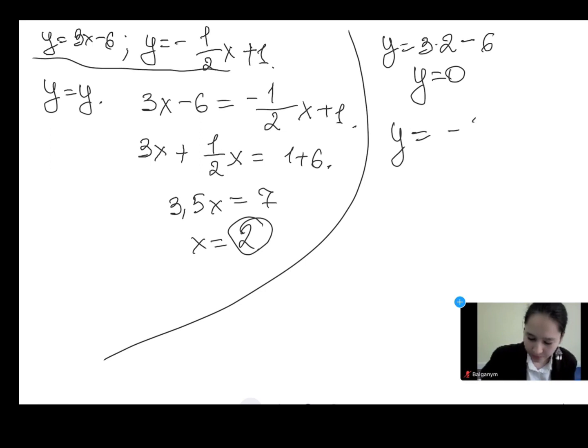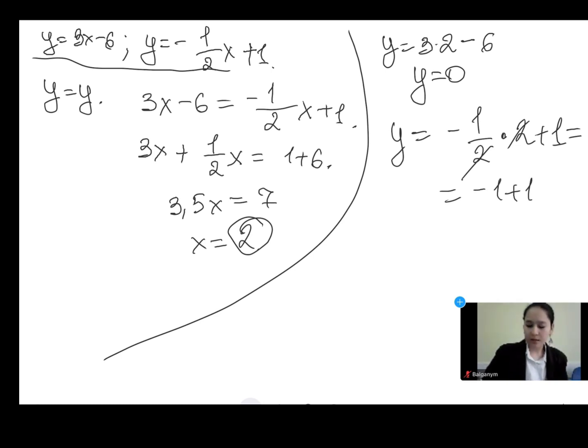And the second, minus 2 over 2 multiplied by 2 plus 1. It's equal to, we can simplify here, minus 1 plus 1 will equal to 0. And then the point of the intersection of these functions is 2 and 0.